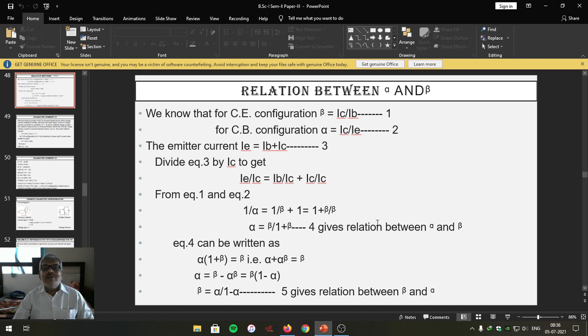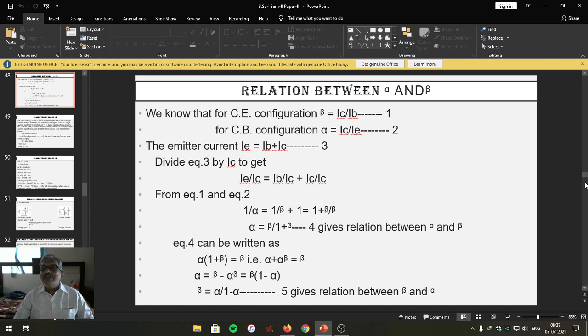Student friends, please do remember the formulas: beta is equal to IC upon IB, alpha is equal to IC upon IE, IE is equal to IB plus IC, and alpha is equal to beta upon 1 plus beta. Lastly, beta is equal to alpha upon 1 minus alpha. All these formulas are required to solve the numerical problems. Thus we can say equation 4 and 5 represent the relation between alpha and beta.